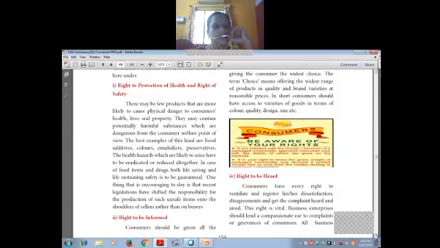In the case of food items and drugs, for both life-saving and life-sustaining purposes, safety is to be guaranteed. One thing that is encouraging is that recent legislation has shifted the responsibility for the production of such unsafe items onto the shoulders of sellers rather than buyers. See, you can see so many items. For example, you can take Maggie.